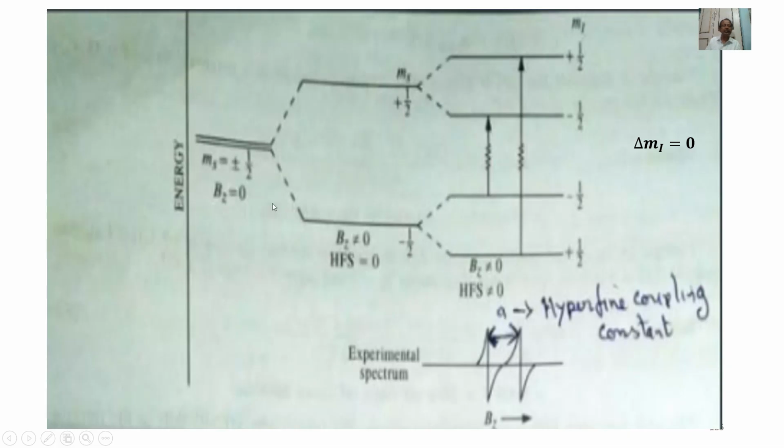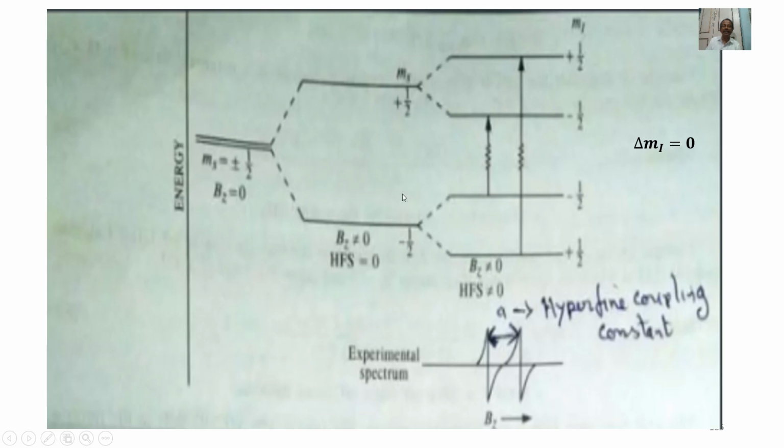So you have Ms equal to plus or minus 1/2 when there is no magnetic field applied. These are degenerate levels. The moment you apply the magnetic field, this line splits into Ms equals plus 1/2 and Ms equal to minus 1/2. And the difference between these two is delta E.